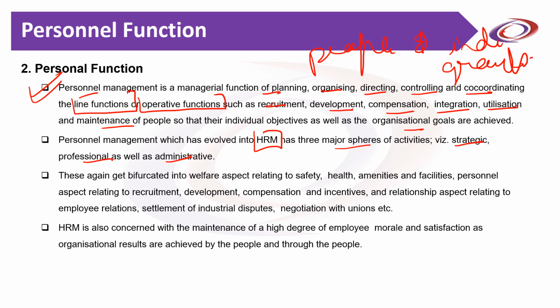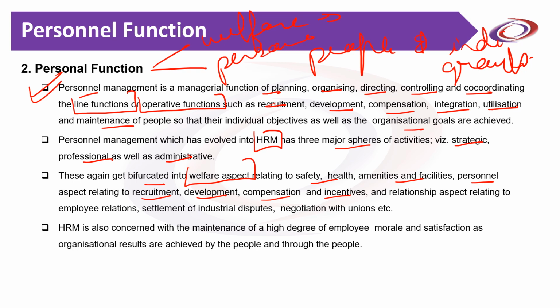These again get bifurcated into the welfare aspect that relates to safety, health, amenities, and facilities. And also there is the personnel aspect. It relates to the recruitment, development, compensation, incentives, the settlement of industrial disputes, etc. So it is divided into these two: welfare related to the people, and the personnel that relates to the various line functions.